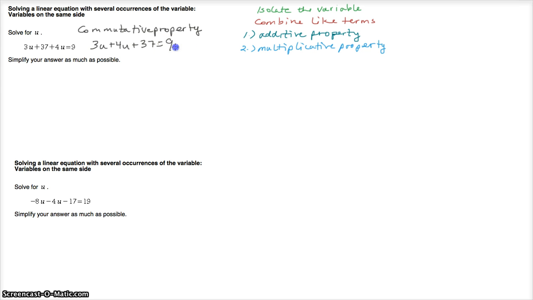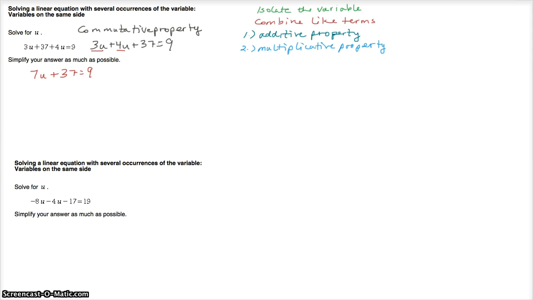Take a second to pause and make sure you have all of this information recorded for your own purposes. The next thing I'm going to do now is I'm going to identify the like terms that I'm going to combine. I have 3u and I have 4u. These are both u terms, so I'm going to combine them. So I'll have 3u plus 4u, 3u plus 4u is going to give me 7u plus 37 equals 9.